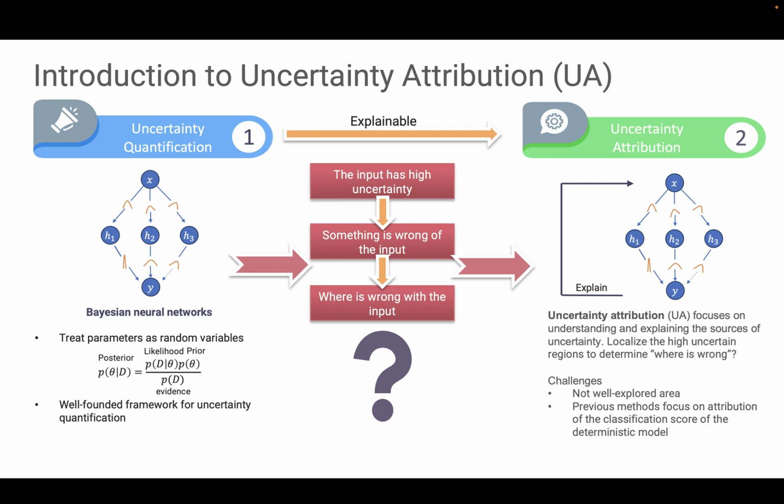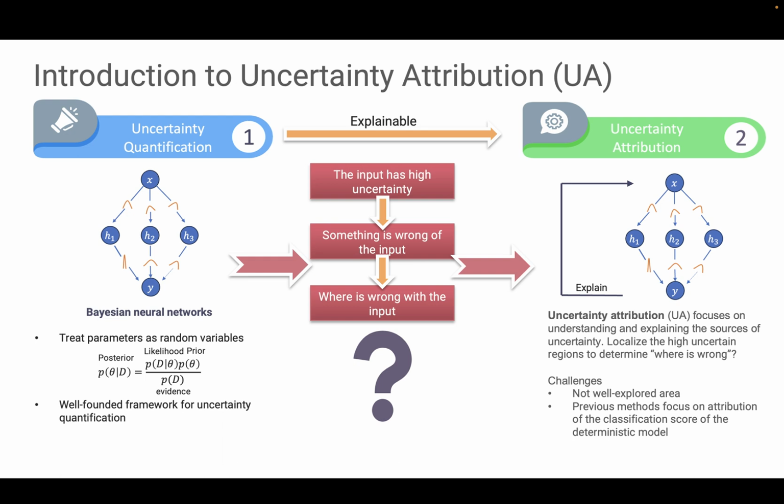First, let's have an introduction to uncertainty attribution. Uncertainty quantification is very important, especially for safety-critical applications. We basically use Bayesian neural networks to quantify uncertainty. Bayesian neural networks treat parameters as random variables and compute the posterior distribution of the parameters. It provides a well-founded framework for uncertainty quantification. After we have quantified uncertainty, we can show some inputs have high uncertainty, so we know there's something wrong with those inputs. But we do not know where or why it's wrong with the input.